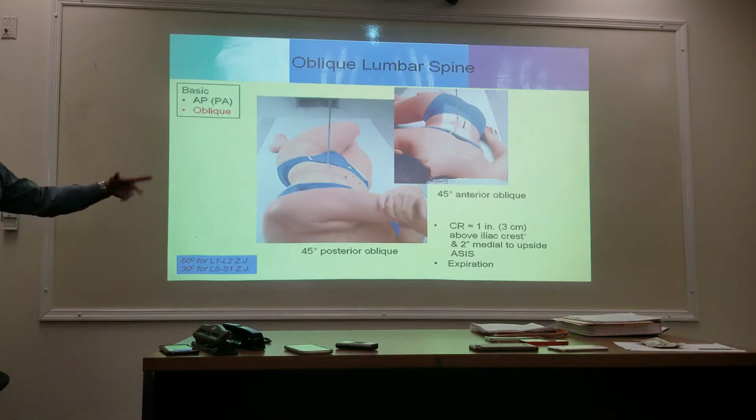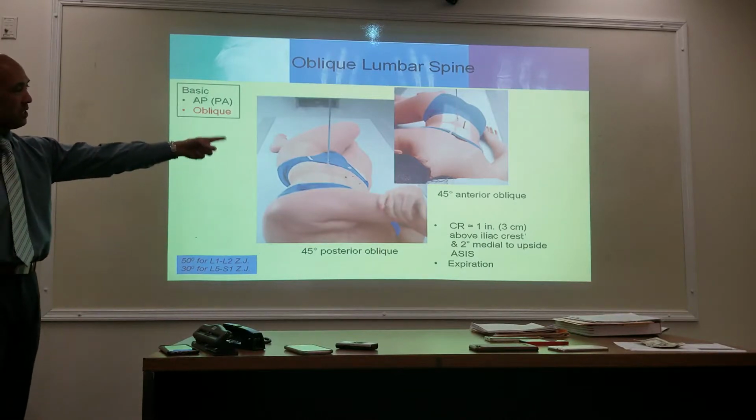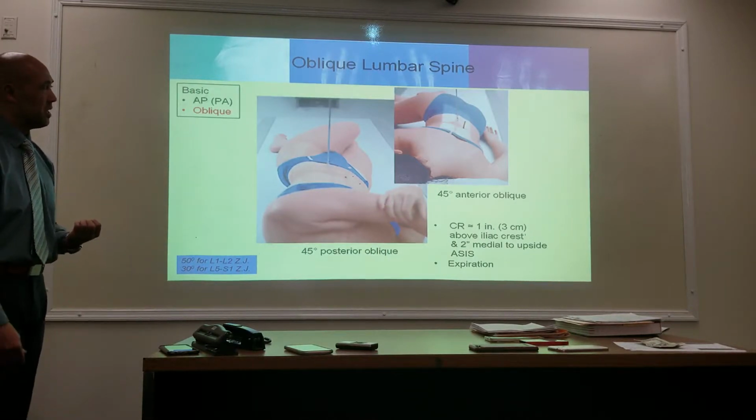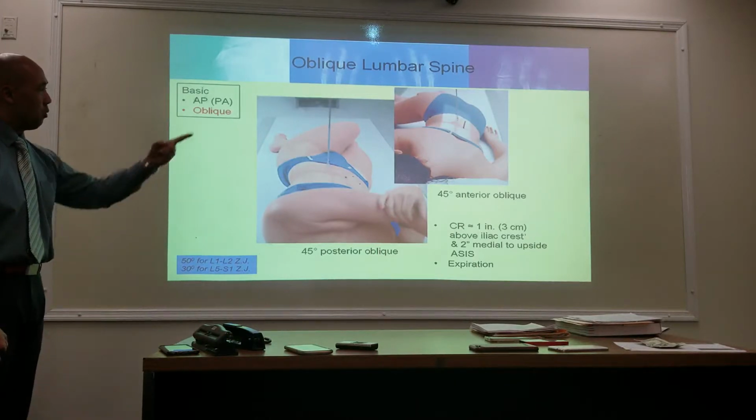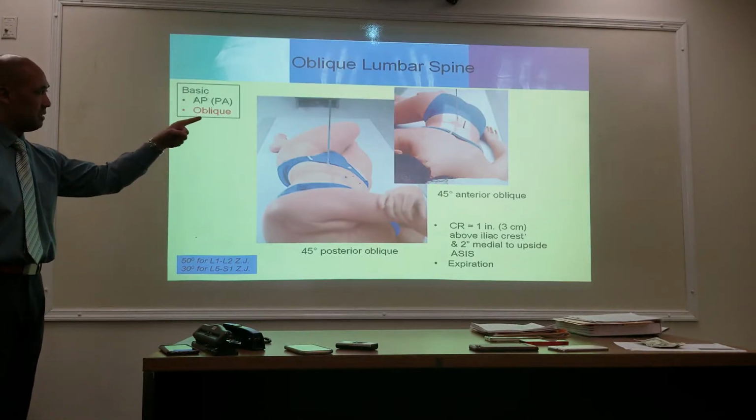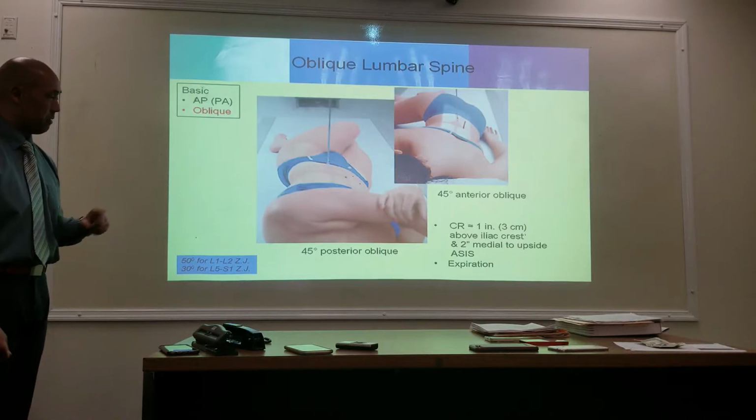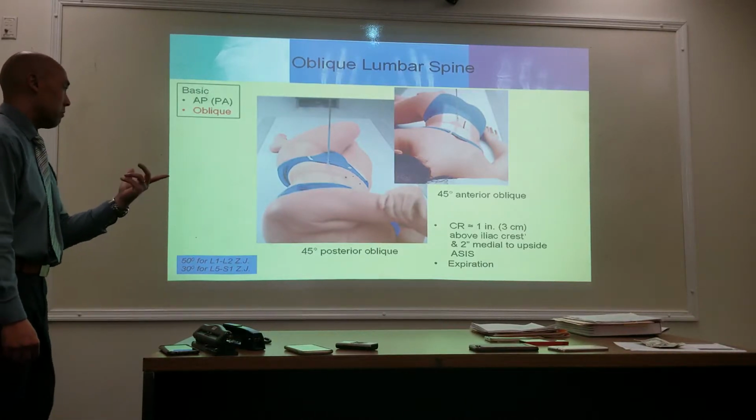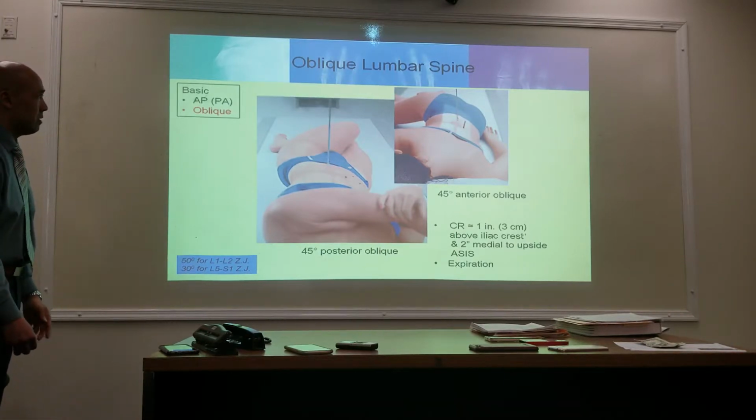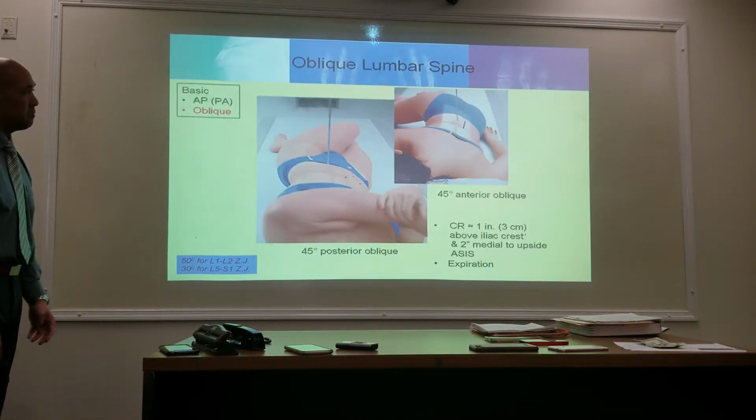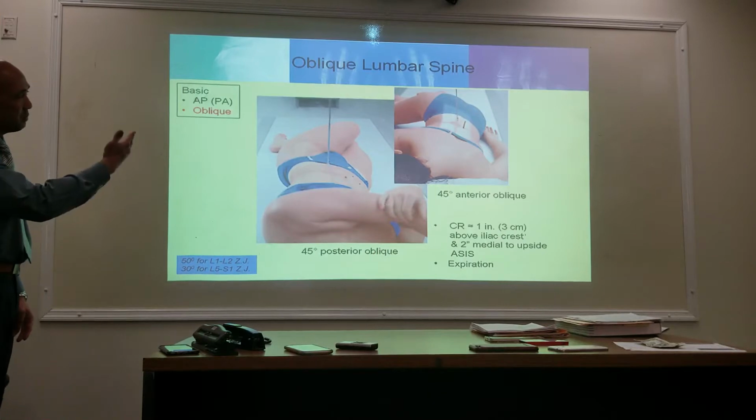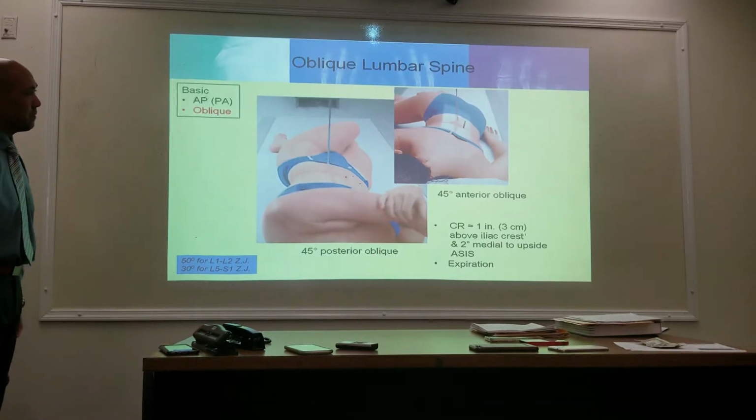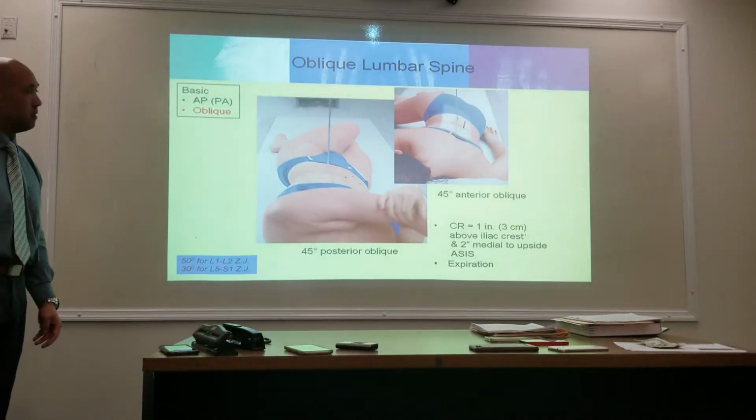So you can either do the posterior oblique, which looks at the zygapophyseal joints side down, or an anterior oblique, which looks at the zygapophyseal joints side up. Okay. What they're showing you over there is an LAO actually, an anterior oblique. They're going about 2 inches towards the upside of the spine. So they feel for the spine and you go about 2 inches on the upside from there.